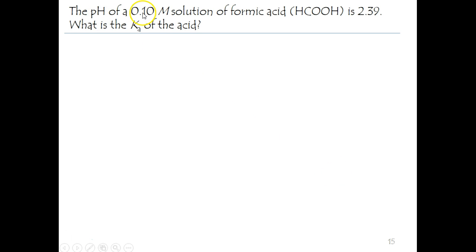They tell you the pH of a 0.1 molar solution of formic acid, and it's 2.39. That means we do know the hydrogen ion concentration. 10 to the negative pH will be that number. From that, can we get the Ka? Well, let's set things up. We're talking about dissociation of formic acid. You're throwing it in water. So that means that it's forming the anion and H plus to a small extent.